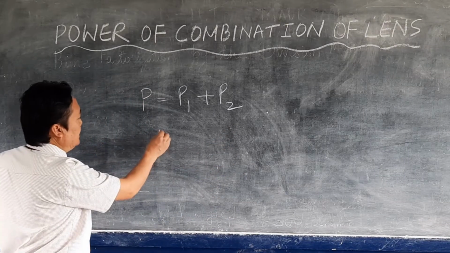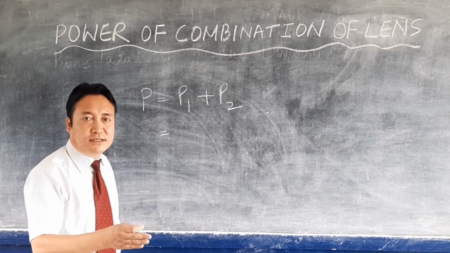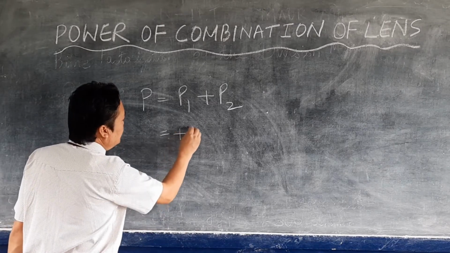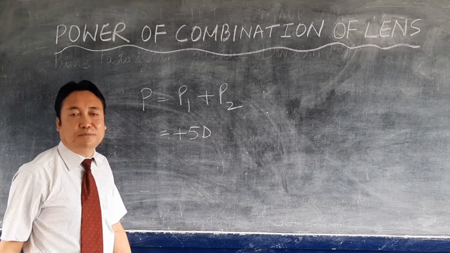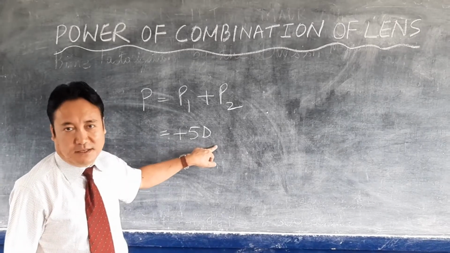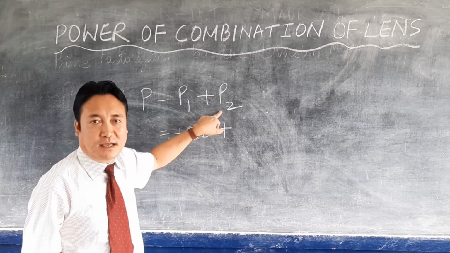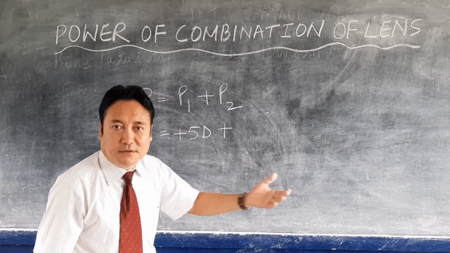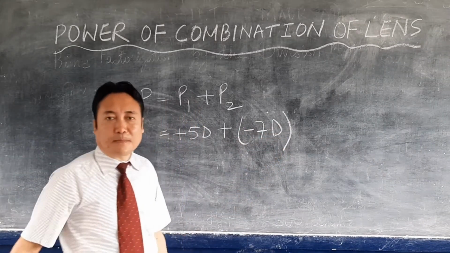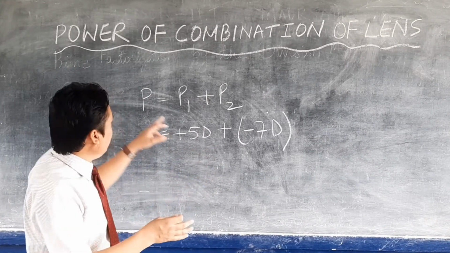Now let us consider the first one, P1, as a convex lens. Since the lens is convex, the power is taken positive, so let us consider plus 5D. P1 is a convex lens, and its power is 5D. Then you take another lens, a concave lens. Since the lens is concave, the power will become negative, so let us consider it as minus 7D. That means we are adding them, finding the resultant power.